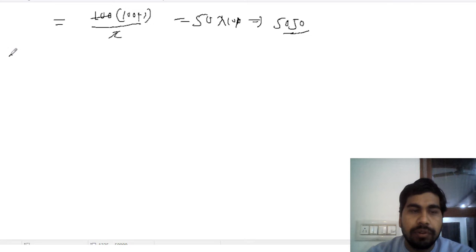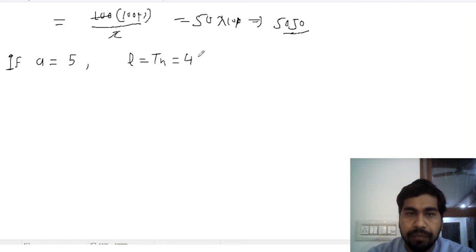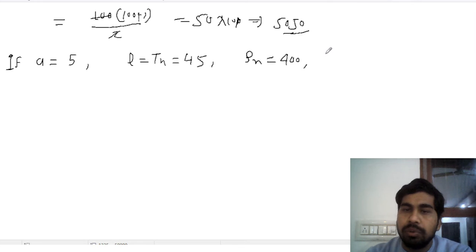If the first term of an AP is 5, and the last term, meaning L, you can write L or Tn, and the last term is equal to 45. The summation of n terms is given as 400. So then you have to find n, meaning the number of terms, and the common difference d also. You have to find these two things.